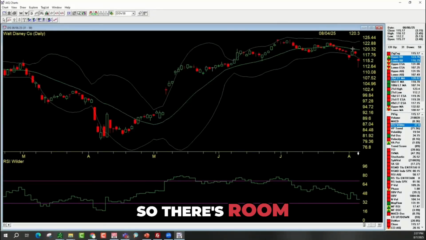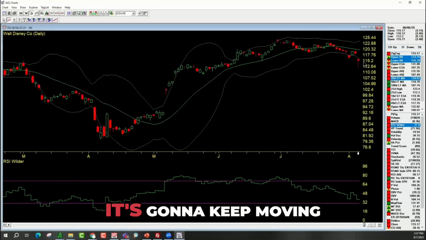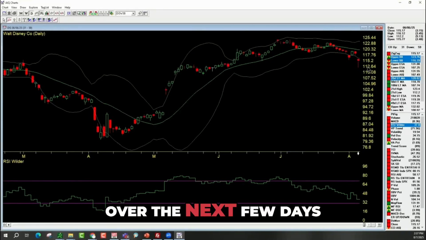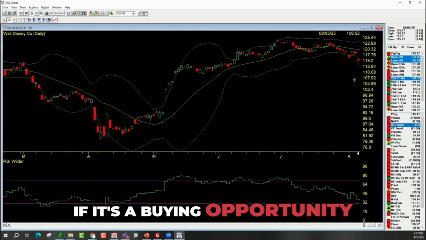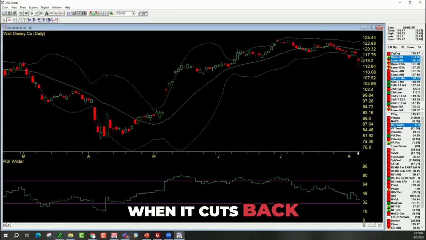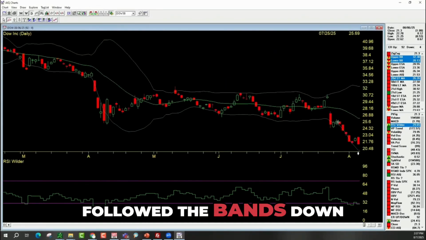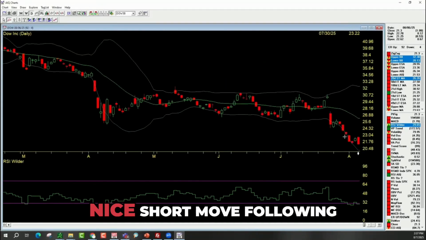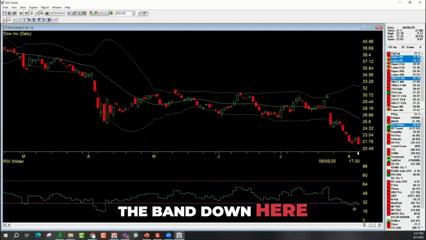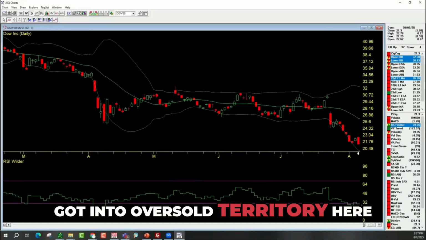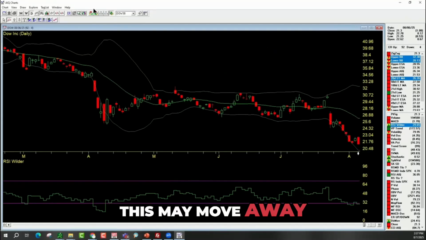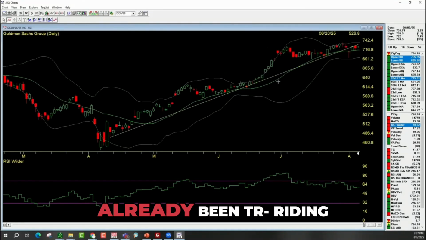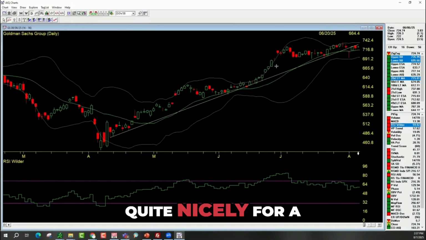So there's room for this to do one of two things. It's going to keep moving down with the band over the next few days, or it'll cut back through for a buying opportunity. If it's a buying opportunity, we'll know pretty soon when it cuts back through the band. So right now, we don't know the direction on that one. Dow followed the bands down here after 3 days. Could have made a nice short move following the band down. It got into oversold territory here, so it's flattening out. We might have missed the move on that one. This may move away. Goldman Sachs, we've already been riding the band up here quite nicely for a while.